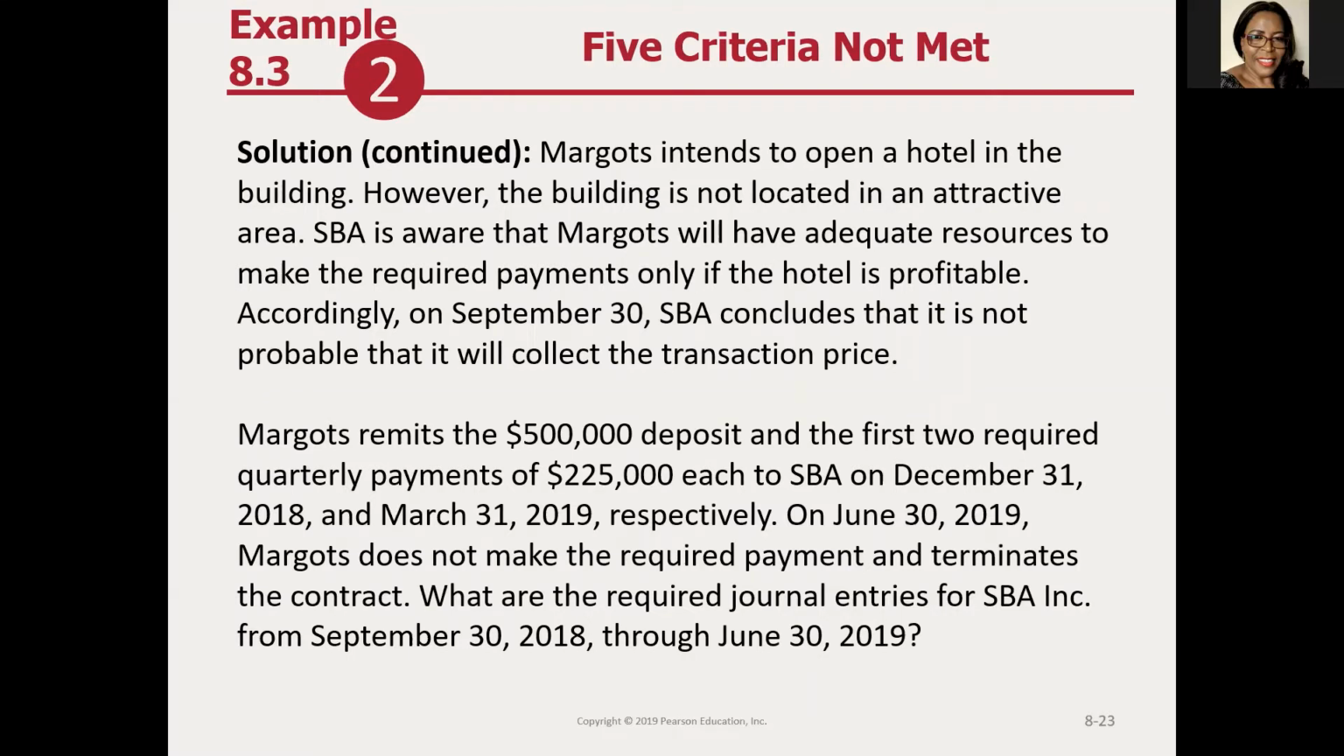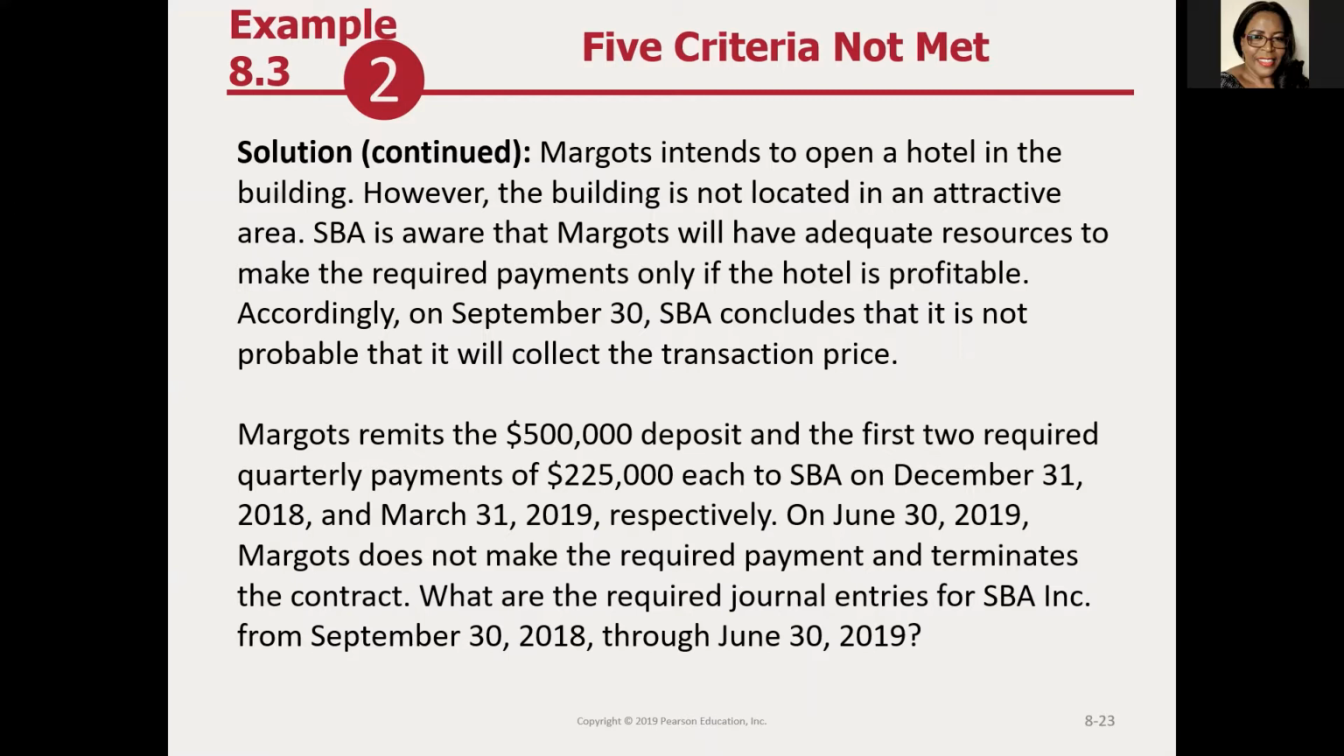Okay, to continue with example 8.3, Margaret intends to open a hotel in the building. However, the building is not located in an attractive area. SBA is aware that Margaret will have adequate resources to make the required payments only if the hotel is profitable. Accordingly, on September 30th, SBA concludes that it is not probable that it will collect the transaction price.